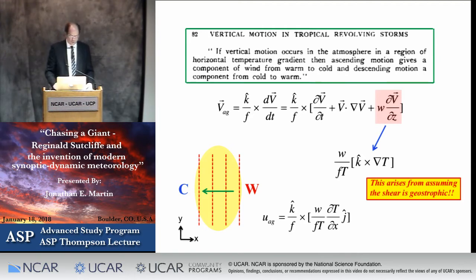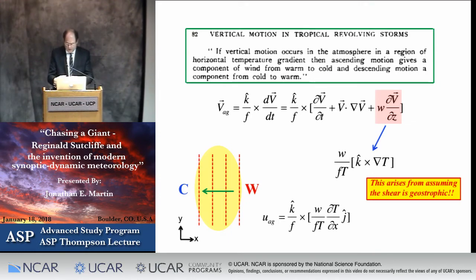And so the ageostrophic wind is the vertical cross product of this kind of weird looking function W over Ft times dt dx, which would be pointing in the positive j direction. And so the resultant ageostrophic wind is directed from the warm side of that bundle of isotherms to the cold side, where the yellow shading indicates there's upward vertical motion, as there might be in a hurricane around the eye.